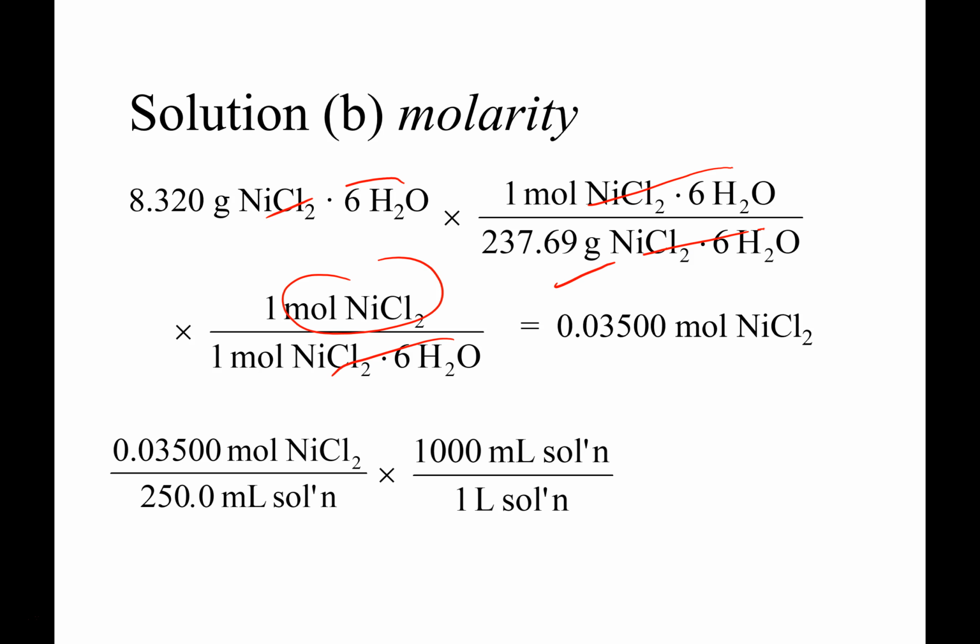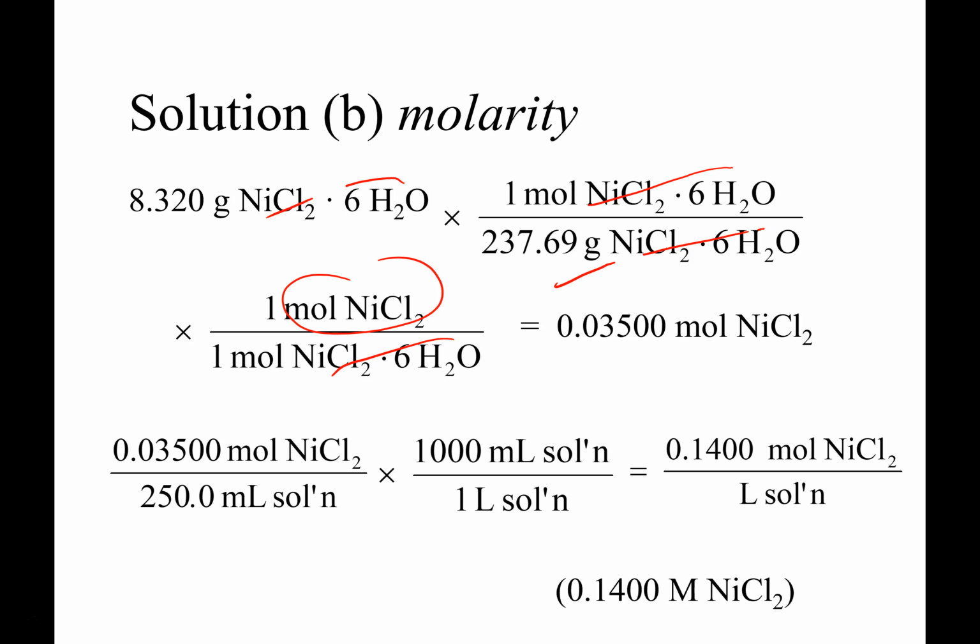4 sig figs, right? So this is a good example of where I had to be careful, and the problem will tell you how precisely you know the volume of the solution. So make sure you don't blow that up. So we're allowed 4 sig figs, and I probably would write it just like this: 0.1400 M as in molar, and then list your solute, NiCl2.